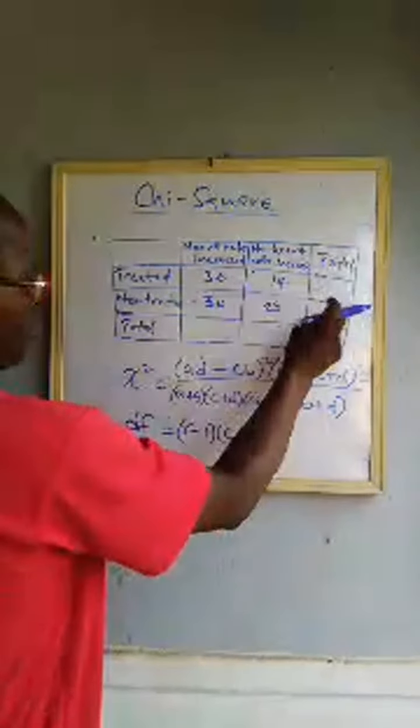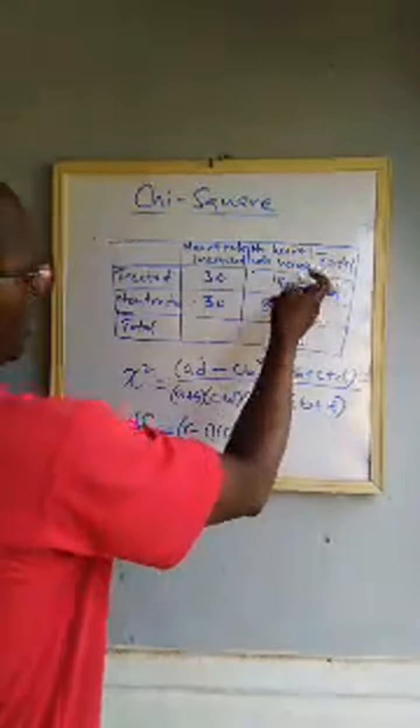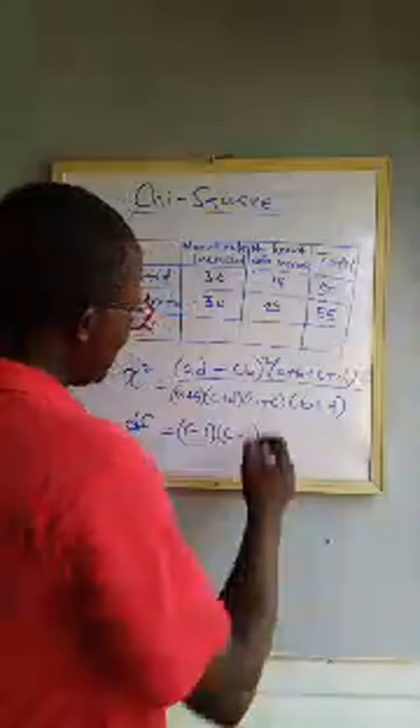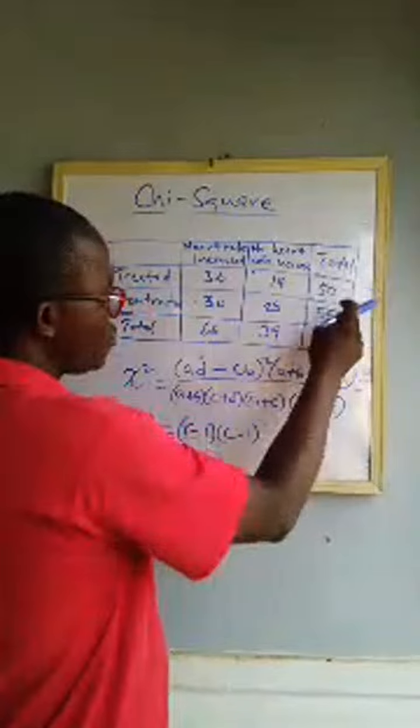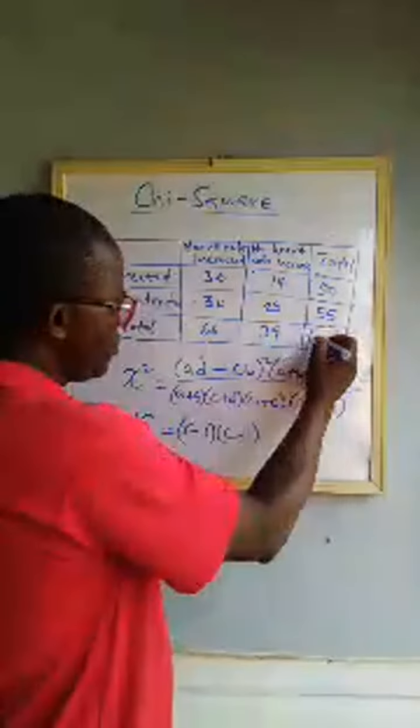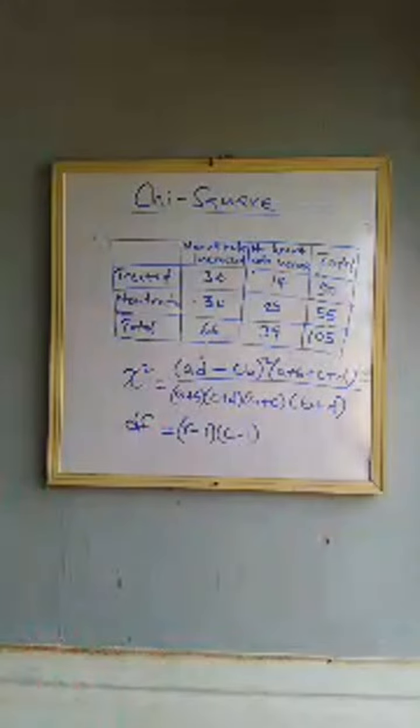So sum this up and put the value here. If you sum this up, we have 50, this one 55, if you are following. And then here we have 66, and here we have 39. The total sum of everything, you add this up to get it here, or you add this up to get it here. So we have 105. That's the total sum of everything.